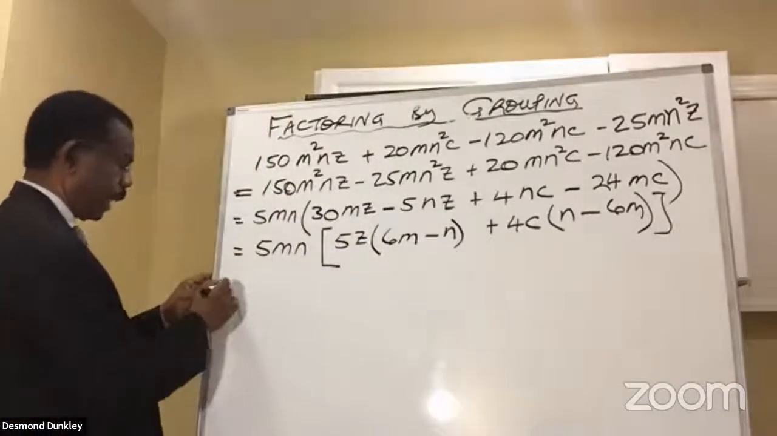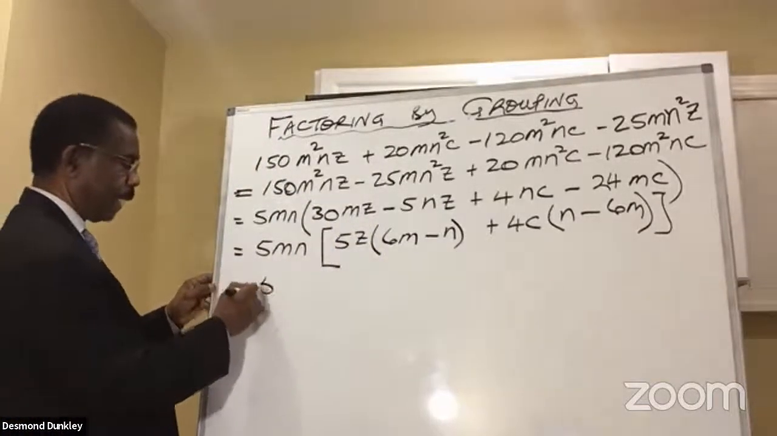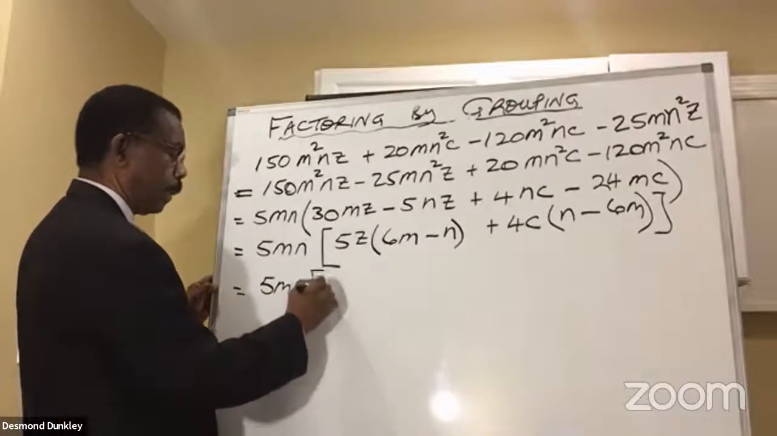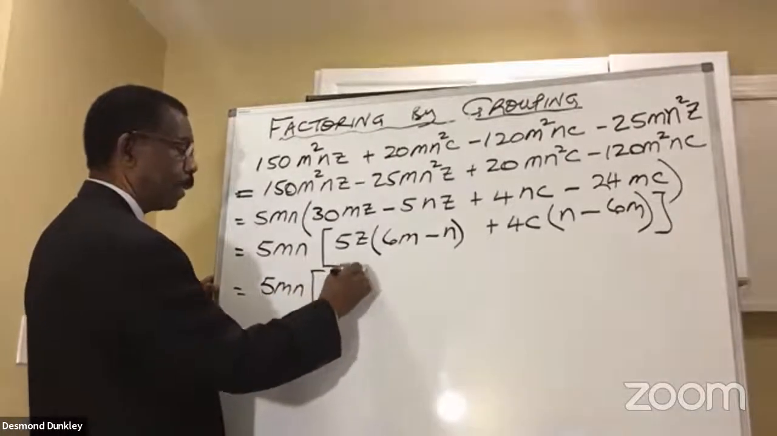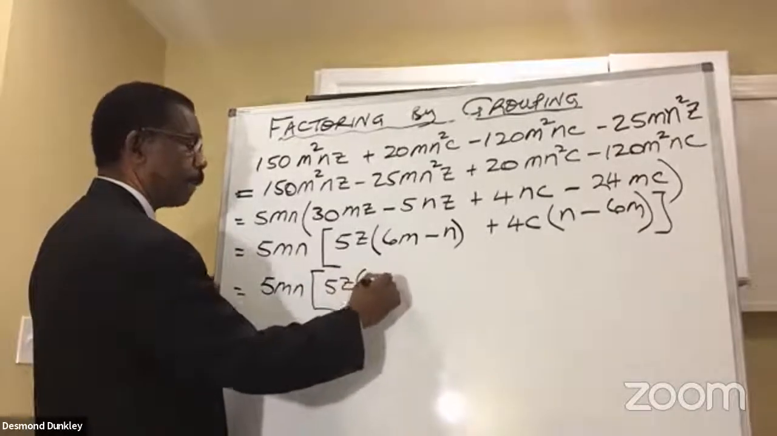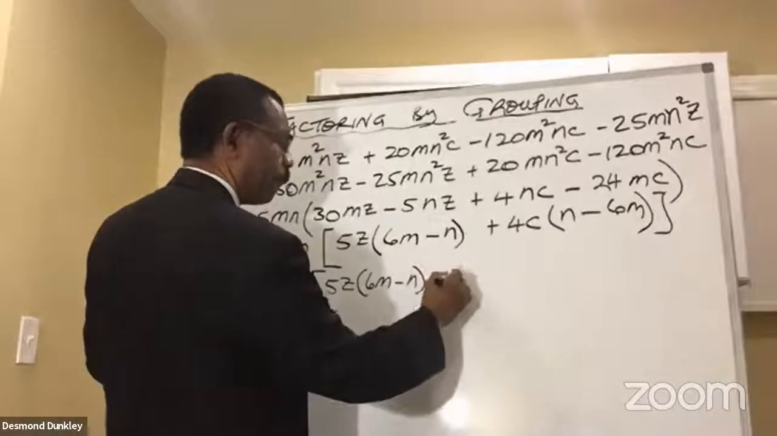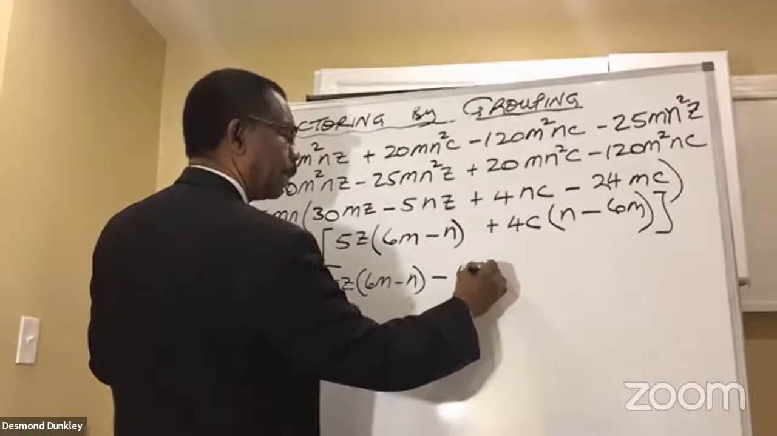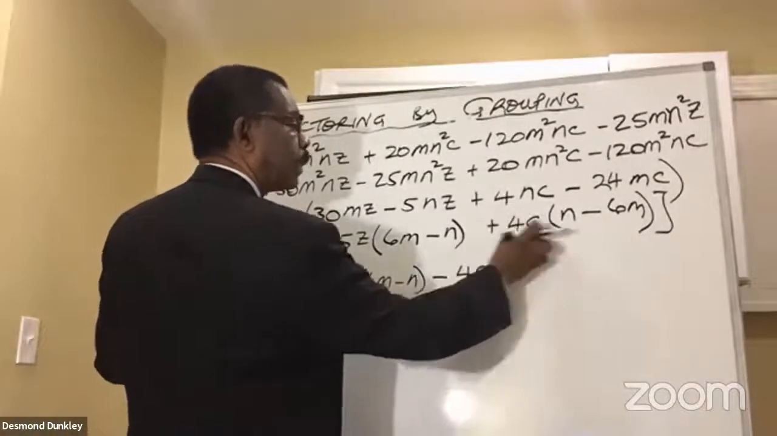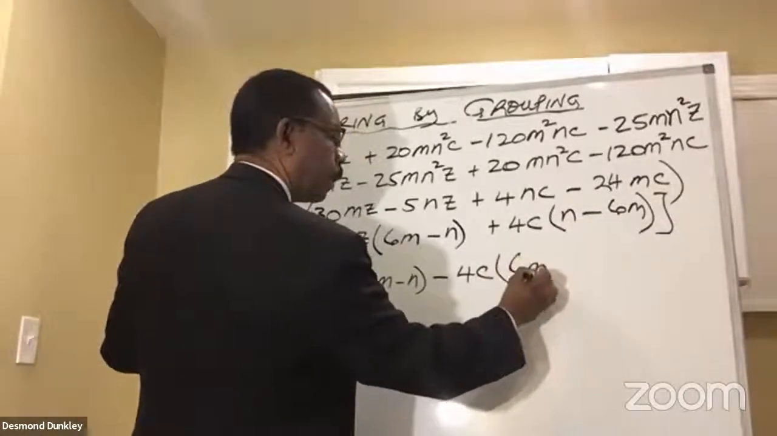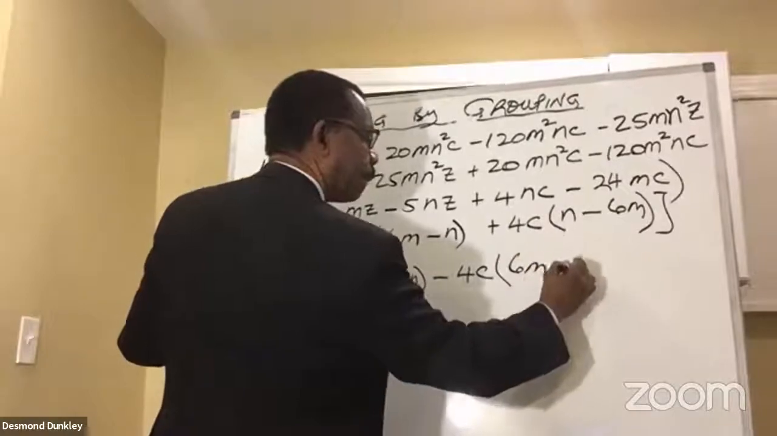Okay, so what we end up with is 5mn times 5z times 6m minus n, minus 4c times, once we take out a negative sign, this is positive, this is negative.